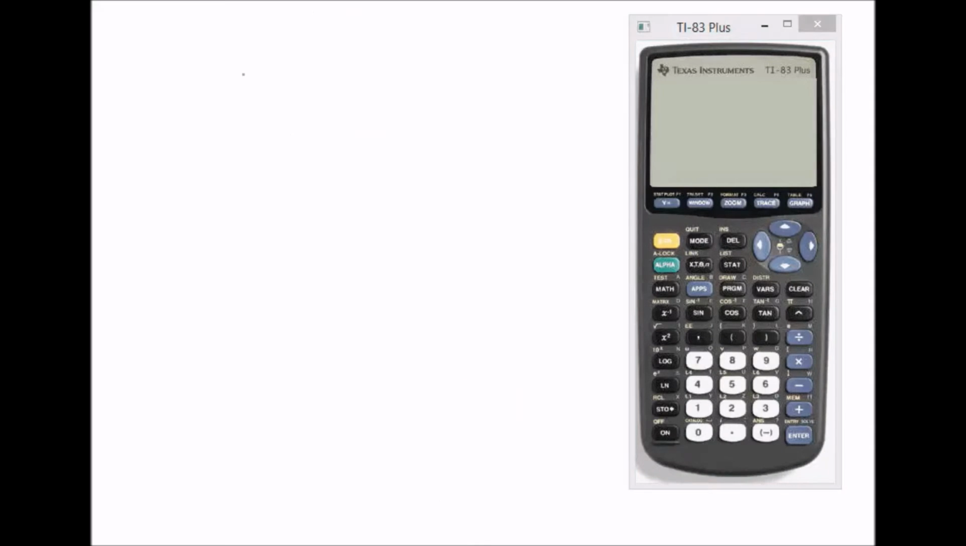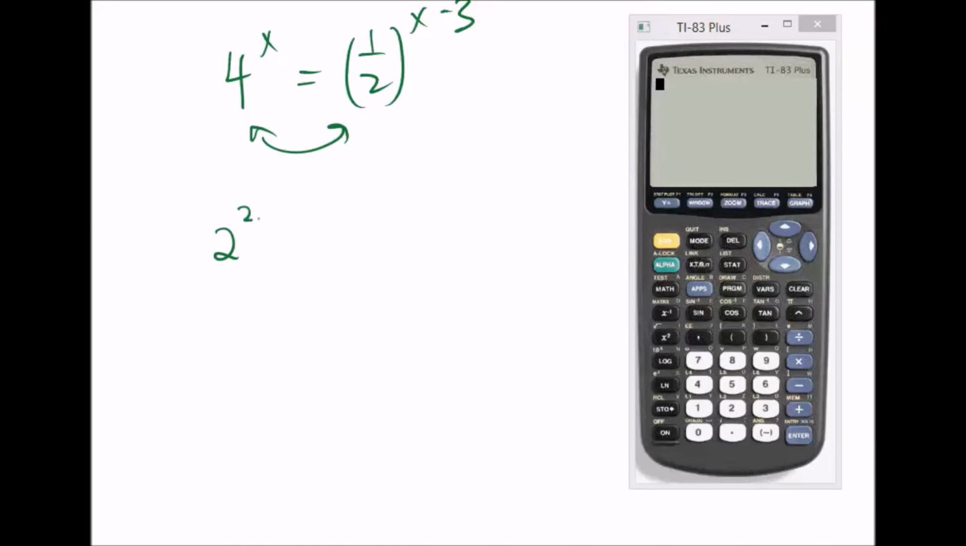Second type is exponent on both sides. So 4 to the x equals 1/2 to the x minus 3. Now the only way we can solve this, besides using the calculator, is to change those bases to be the same. If those 2 bases are the same thing, we can actually get rid of them. So we can change both of those to 2 because that's how they relate. So 4 is 2 squared, keeping that x, and 1/2 is 2 to the minus 1 power. 2 to the minus 1 is 1/2, to the x minus 3, keeping that the same.